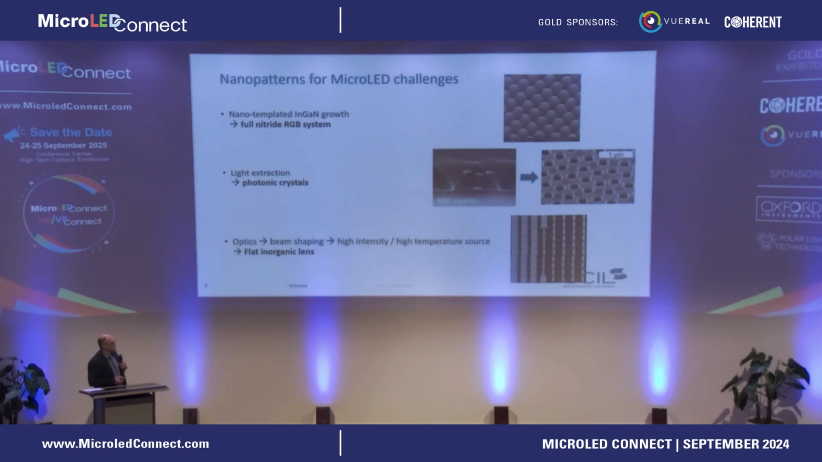There are many challenges for micro-LEDs, and how could nano and micro patterns help there? We already heard a lot of talks, and thank you for introducing the red problem and the green problem on efficiency. We'd like to go to a full nitride system, and using nano-templated growth could make this possible. Then once you generate the photons, you need to extract them and send them in the right direction so you get usable light.